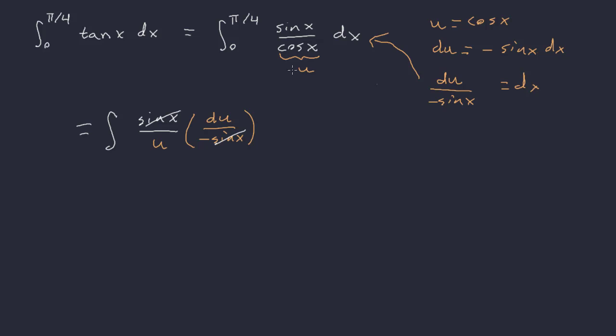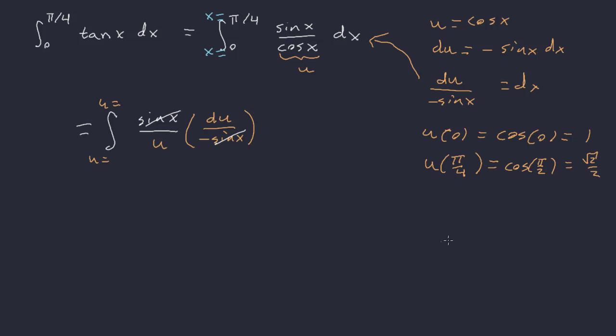Now, again, we have x limits here. Okay, so we want to put in u limits here. Right, so let's do that. Again, we just plug in the value. So we're going to plug in 0. So u of 0 is cosine of 0, which is 1. And u of pi over 4 is going to be cosine of pi over 4, which is square root of 2 over 2. Okay, so the lower limit becomes 1, and the upper limit becomes root 2 over 2.